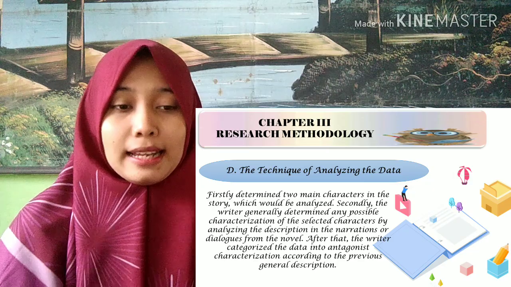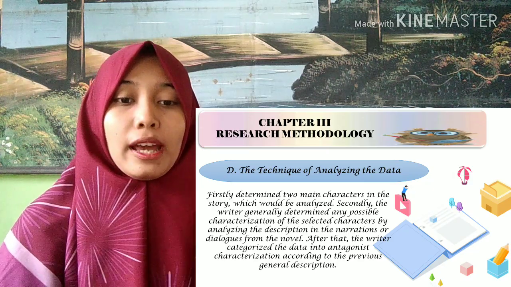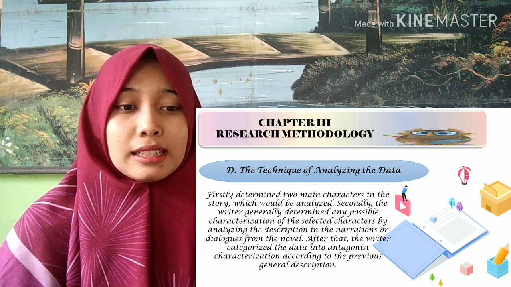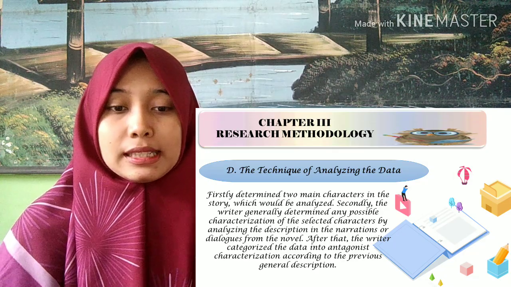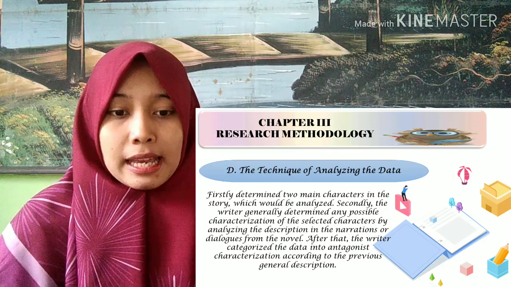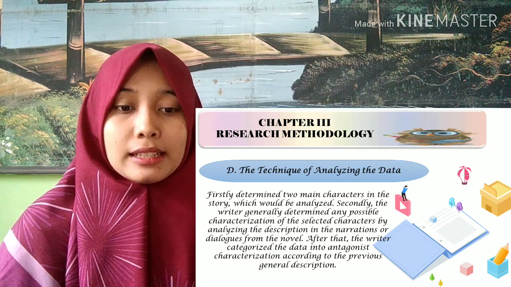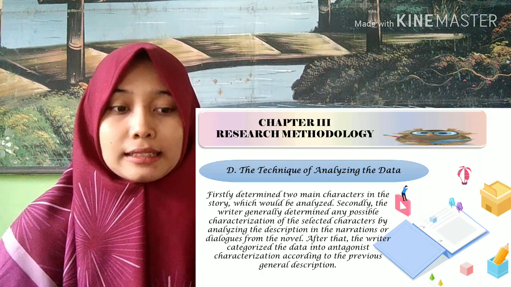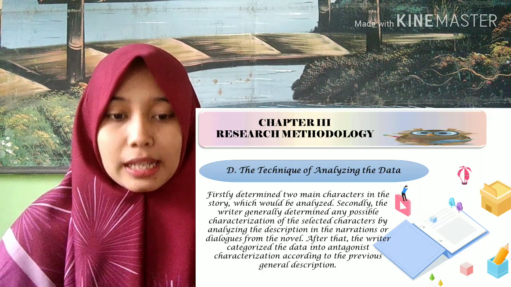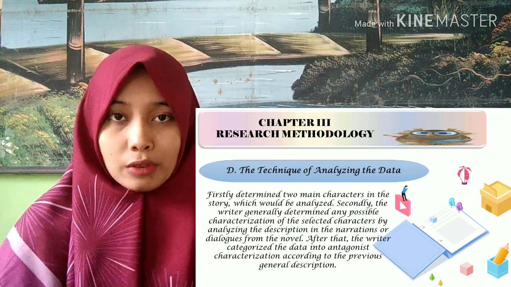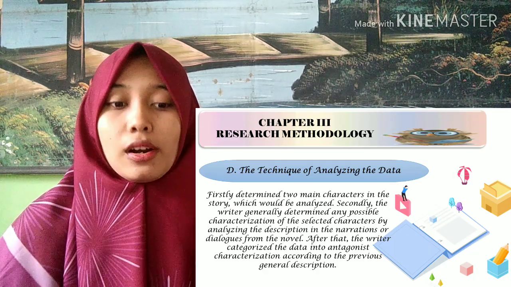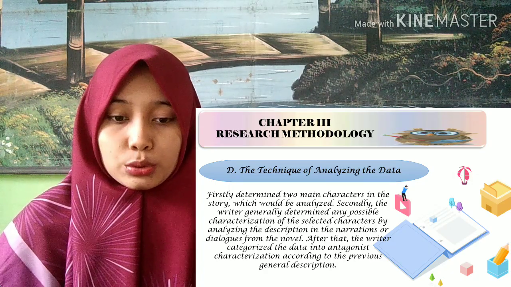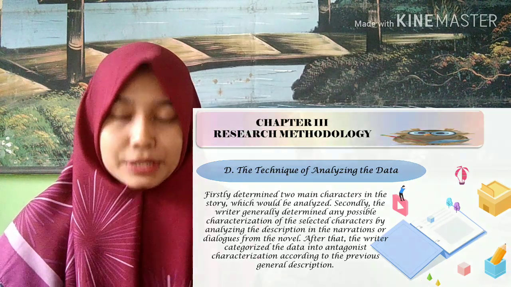In the last slide, there is the technique of analyzing the data. Firstly, determine the main character in the story which will be analyzed. And secondly, the writer generally determines any possible characterization of the selected characters by analyzing the description in the narration or dialogues from the novel. After that, the writer categorizes the data into the antagonist characterization according to the previous general description.